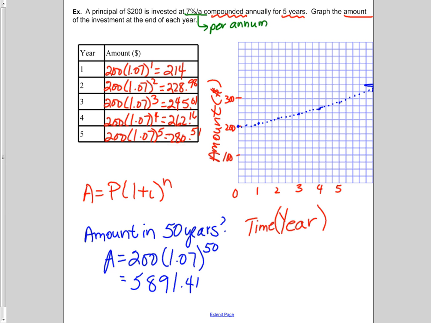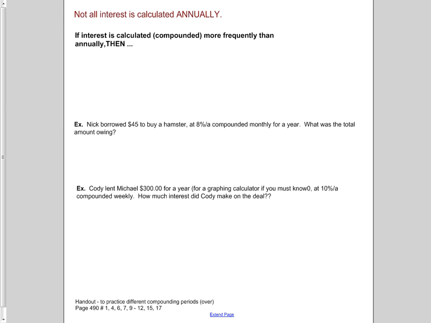$5,891.41. Cost you $200, and all you had to do was just leave it alone for a long time, and it made an awful lot of interest. You've noticed in the two questions that we've done that the interest has been compounded annually, but it's not always calculated annually. If it's calculated more often than annually, then two things get affected. The I changes and the N changes.